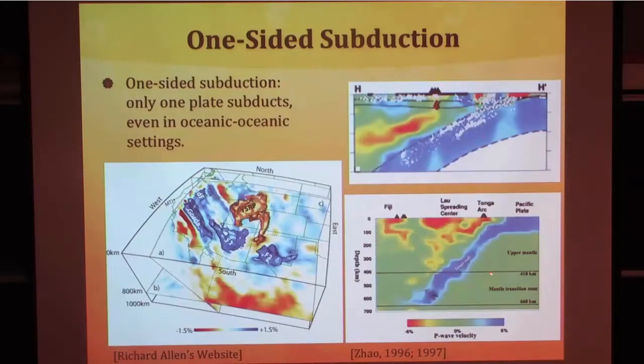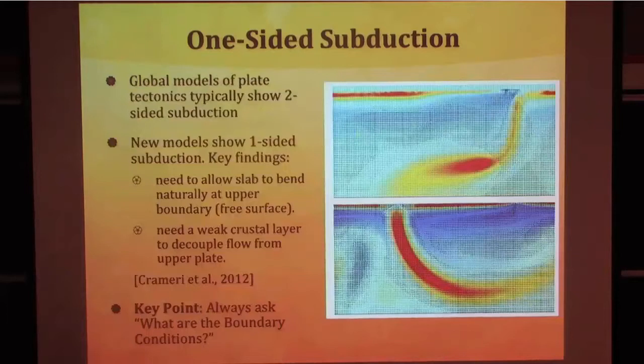And we see this in Honshu, this is Tonga, and this is a nice 3D image of the Gorda plate from Richard Allen's website with the Yellowstone hotspot sitting right there. So on our planet, subduction is one-sided, okay? When we do subduction modeling, we basically start the system in such a way that it can only have one-sided subduction.